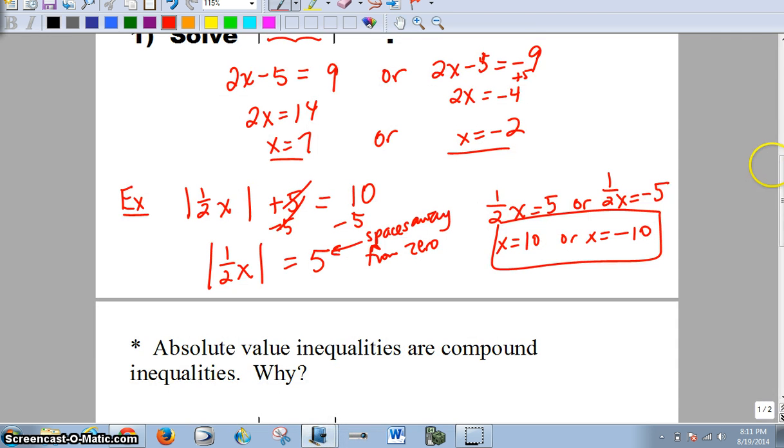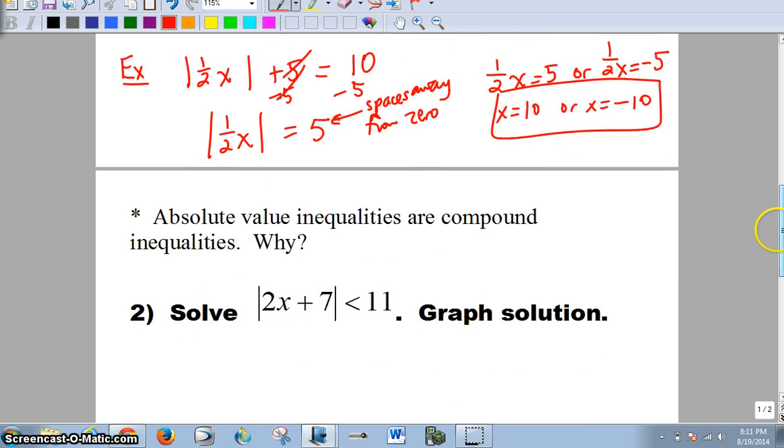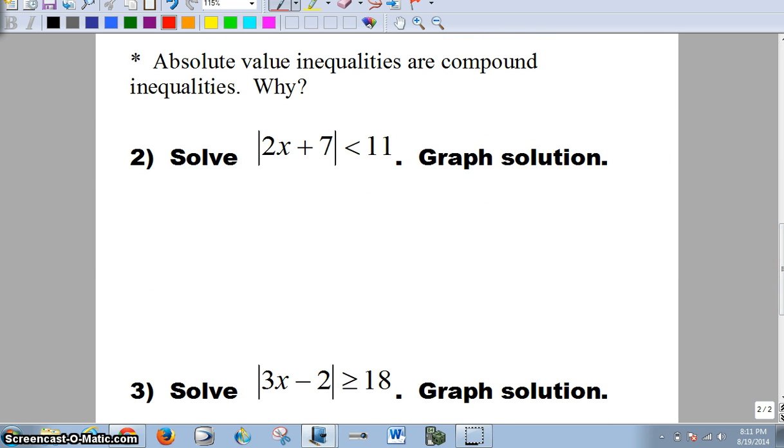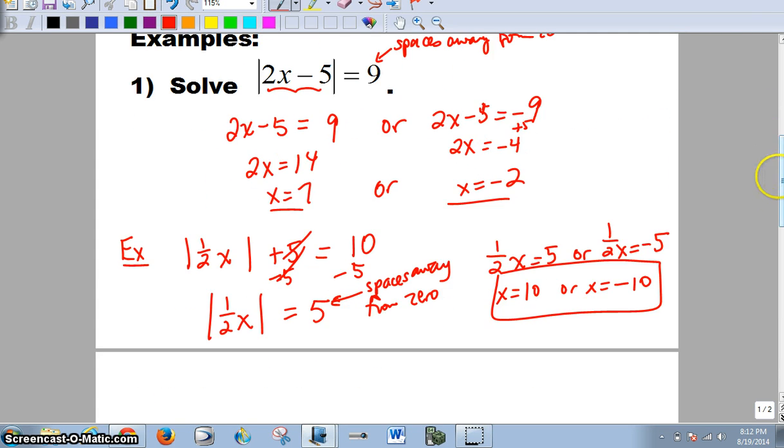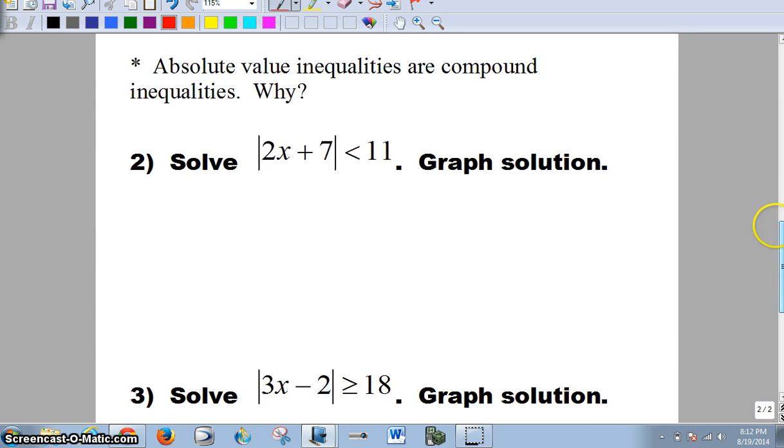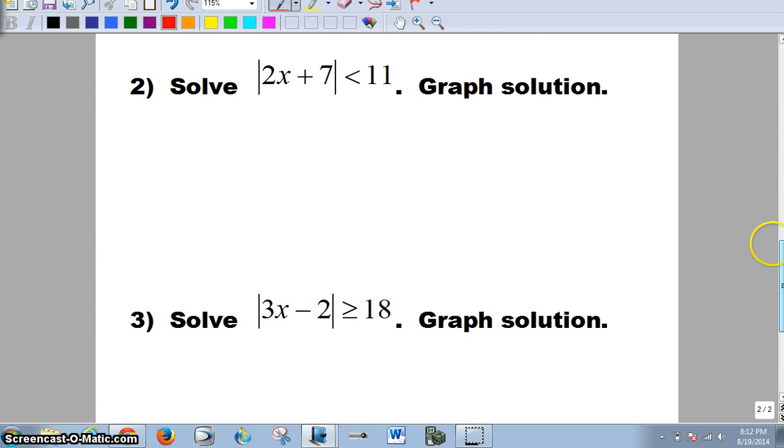Okay, now we're going to talk about our inequalities. Absolute value inequalities are always compound inequalities. I wonder why. Let's take a look at it. Okay, so it says that the absolute value of 2x plus 7 is less than 11.